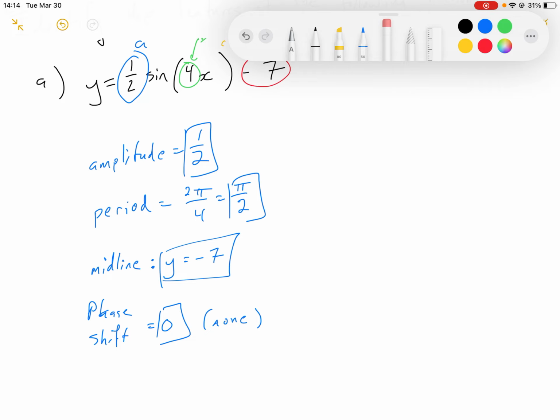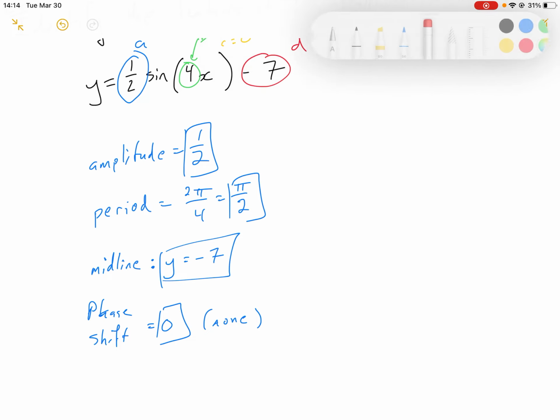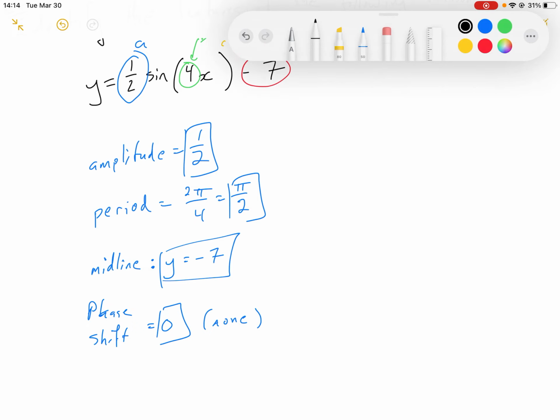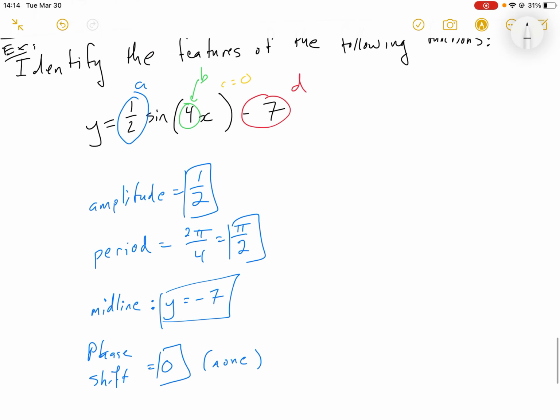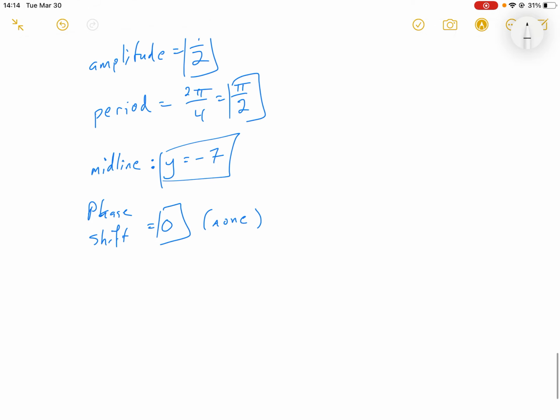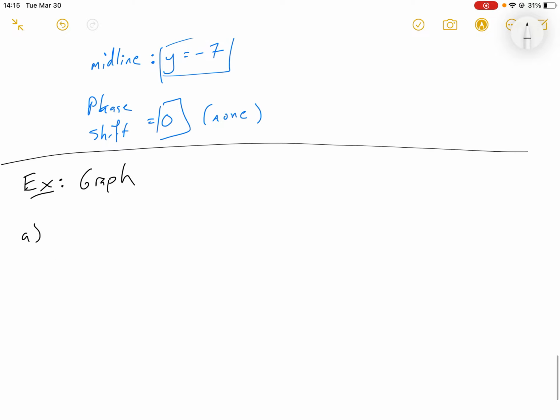I realize I put part A, but really I think I'm just going to do one example. Okay, so this first example is just useful in helping to identify the key features. Now let's go ahead and actually graph some equations. So we're going to graph the following. This time I will do more than one.